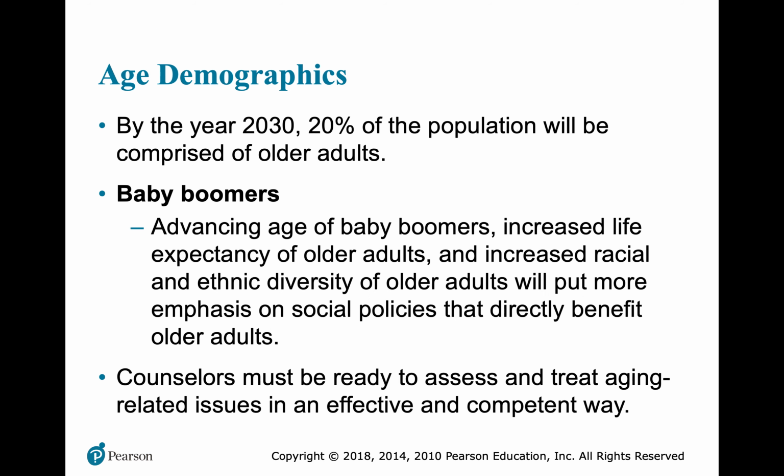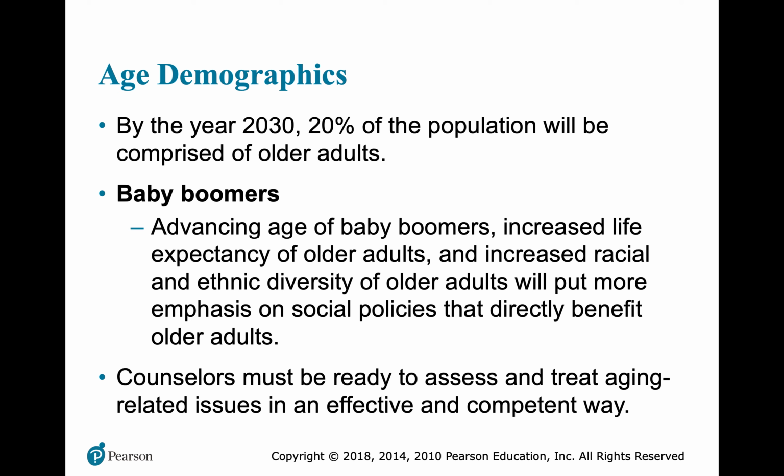Okay. So now we're going to get into age. This is the last part. By the year 2030, 20% of the population will be comprised of older adults. 45 million Americans are 65 and over. In the 1900s, the average person was expected to live 47 years. And in 2015, it was 76.4 for males, 81.2 for females. And this is all races combined. So we've seen people are living longer overall.